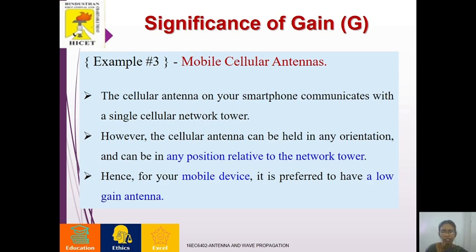Whereas coming to mobile cellular antennas, the cellular antenna on your smartphone is an example, which communicates with a single cellular network tower. You can have the cellular antenna in any orientation. It can be in any position relative to the network tower. So in such cases, it is better to prefer a low gain antenna for our application.